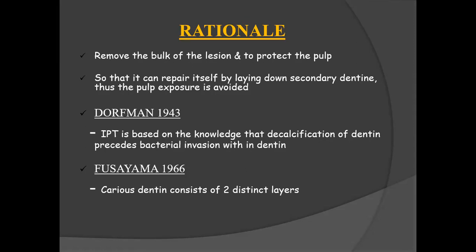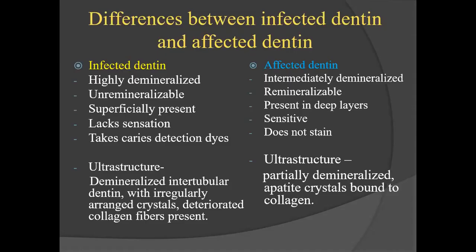Coming to the difference between infected and affected dentine, this is again a short note for you. Last year, this was asked as a short note. Infected dentine is highly demineralized. Whenever you see a cavity and you remove the caries, if it is soft, that comes under infected dentine. It is highly demineralized and unremineralizable. Even if you do pulp capping or place whichever material on top and restore, it is not going to remineralize. It lacks sensation. The patient won't have any problem when you remove it, because there are no dentinal tubules, everything is destroyed.